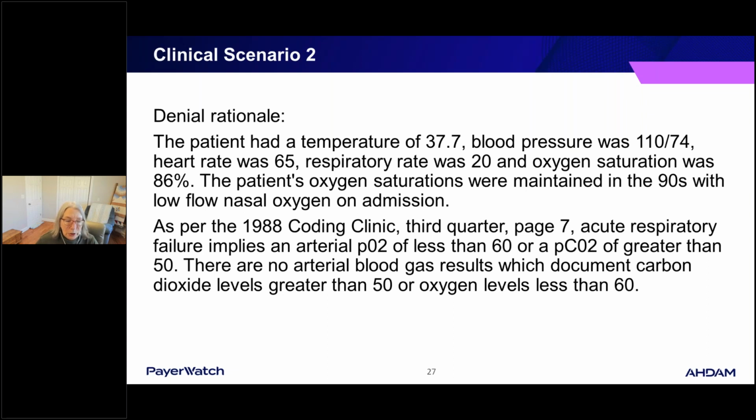And then they go on to cite a 1988 coding clinic, which says acute respiratory failure implies a PO2 of less than 60, which would be your hypoxic respiratory failure, or a PCO2 of greater than 50, which would be your hypercapnic respiratory failure. And they go on to say there's no arterial blood gas results which document carbon dioxide levels greater than 50 or oxygen levels less than 60.